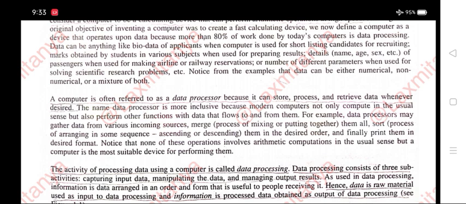As used in data processing, information is data arranged in an order and form that is useful to people receiving it. Hence, data is raw material used as input to data processing, and information is processed data obtained as output of data processing.